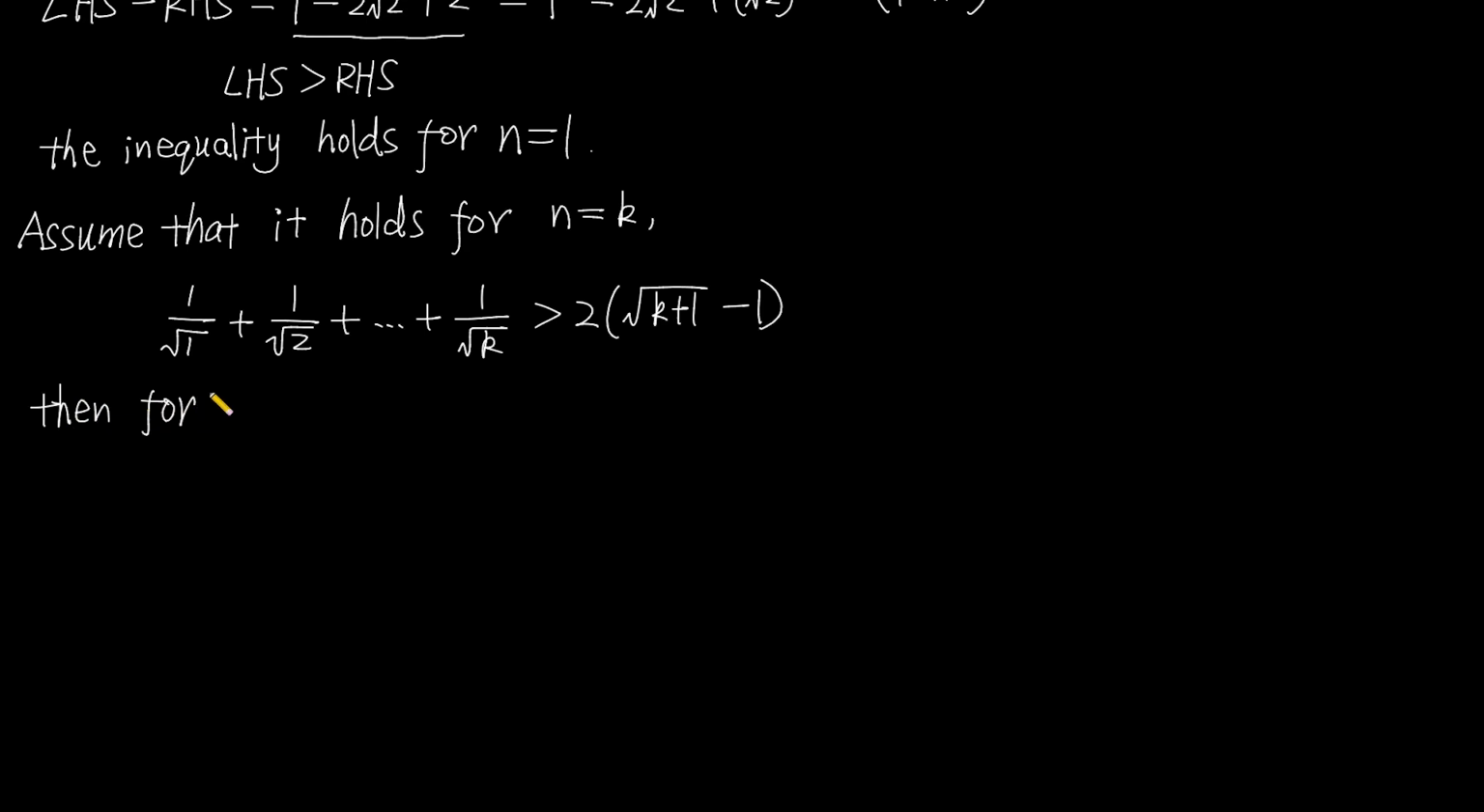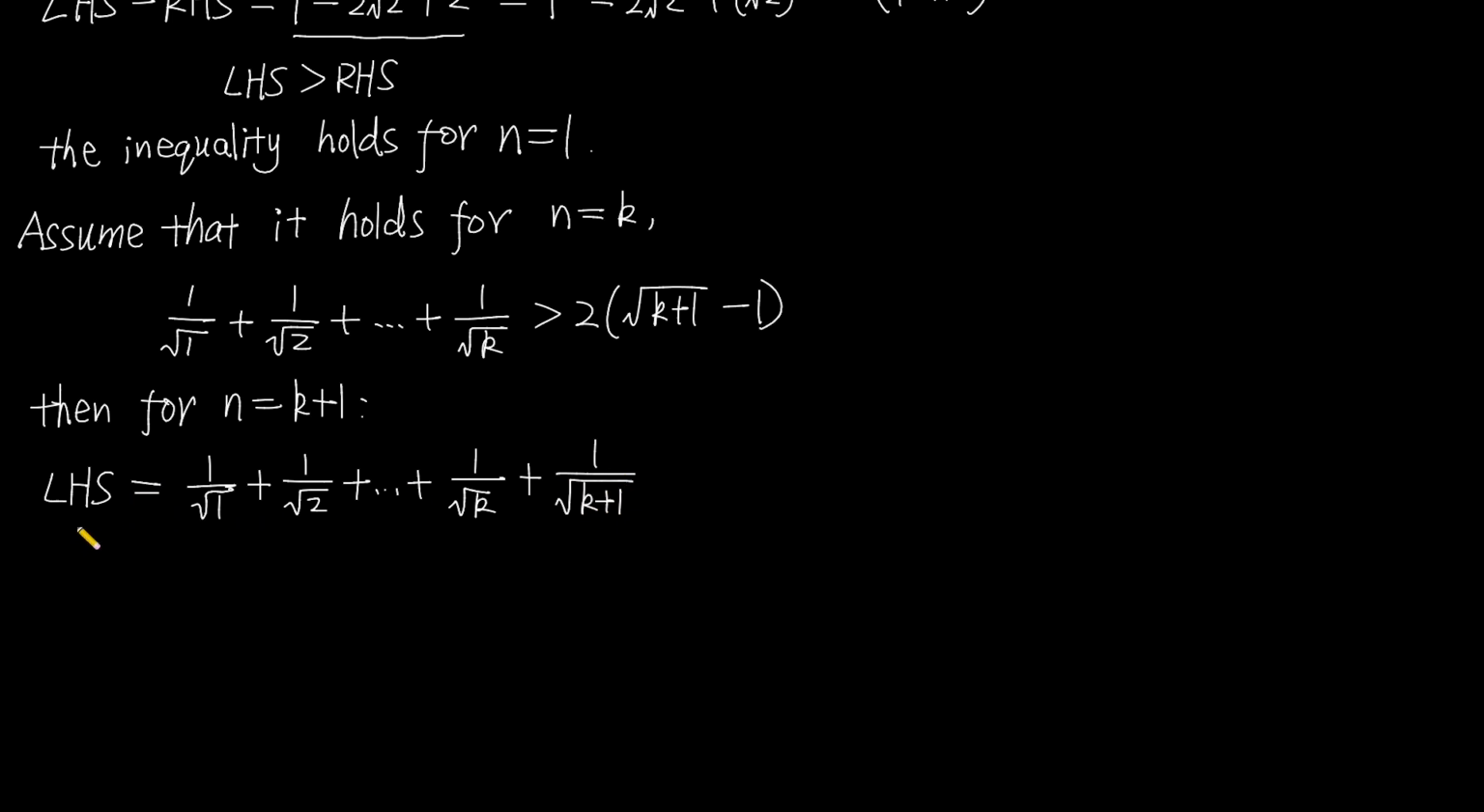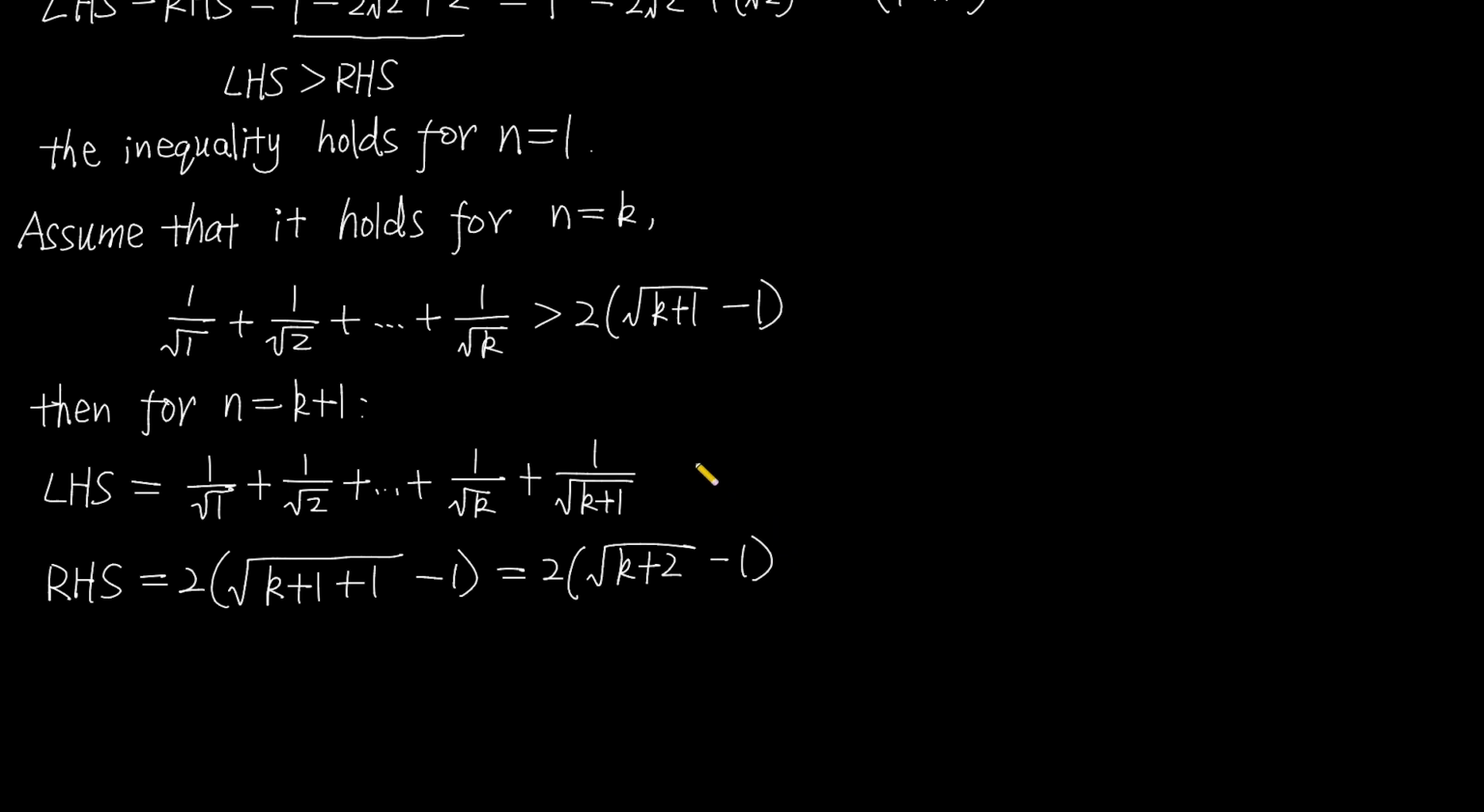Then for n equals k plus 1, the left-hand side equals 1 over square root of 1 plus 1 over square root of 2 plus ... plus 1 over square root of k plus 1 over square root of k plus 1. This is the left-hand side. And the right-hand side equals 2 multiply square root of k plus 1 plus 1, then minus 1. This equals 2 multiply square root of k plus 2 minus 1. Then I use the left-hand side minus the right-hand side.